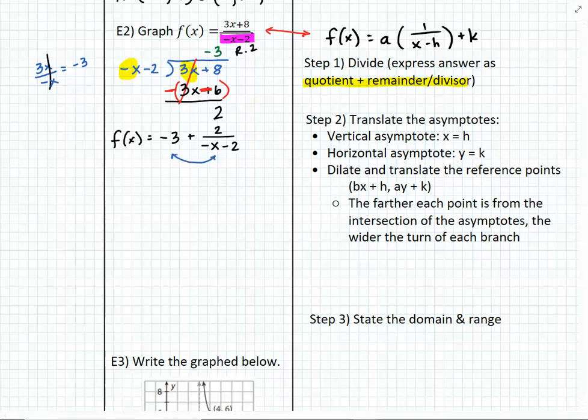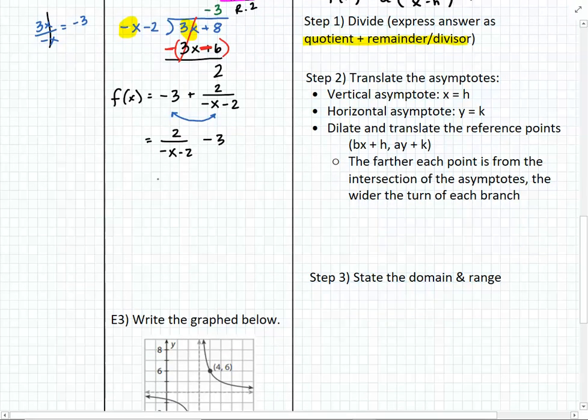Let's just flip-flop them. That would be 2 over -x minus 2 minus 3. Oh, hey. See that 2 in the numerator? Let's pull that out of the whole deal and express it as 1 over something.